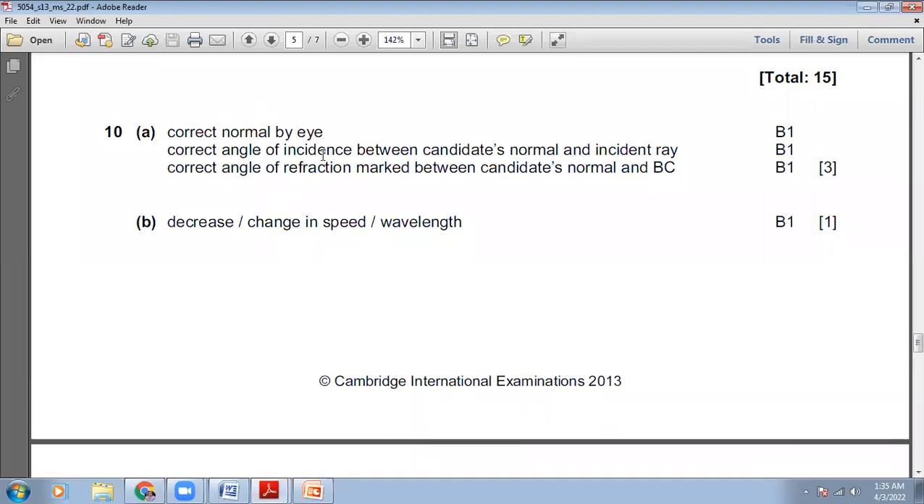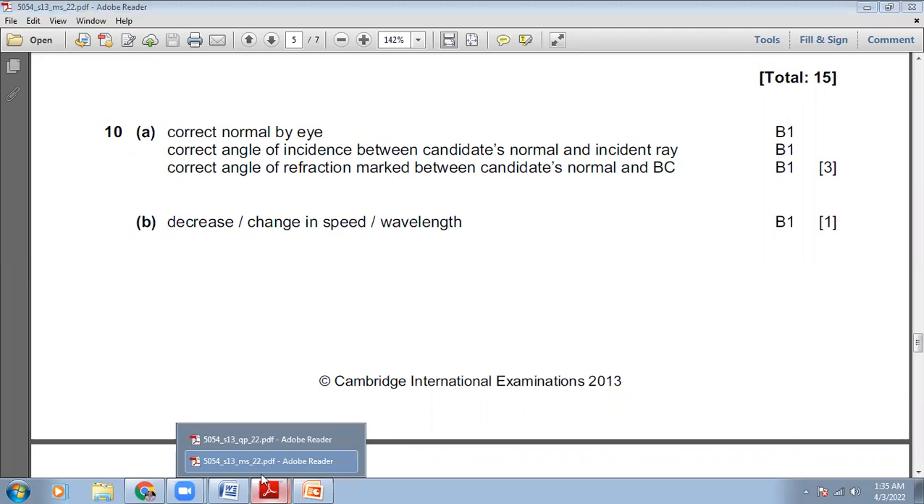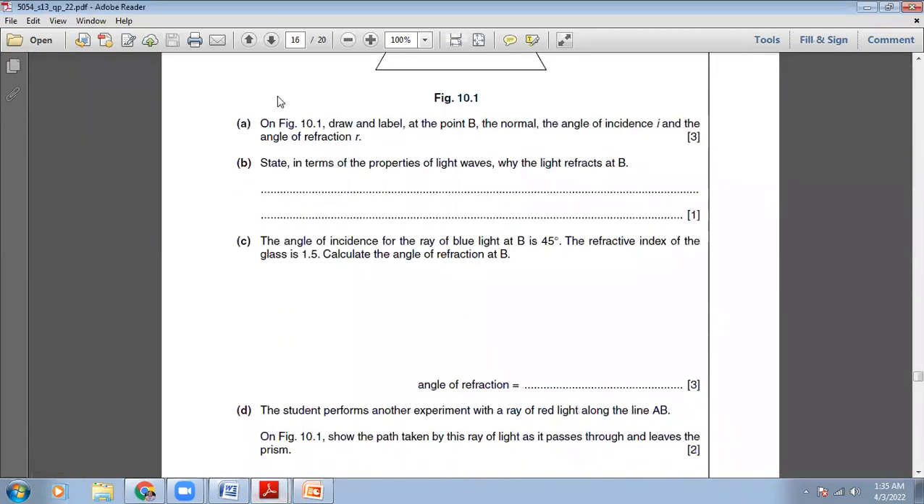Correct normal by I, correct angle of incidence between the candidate's normal and the incident ray, correct angle of refraction marked between the candidate's normal and the BC. Okay, so next question.